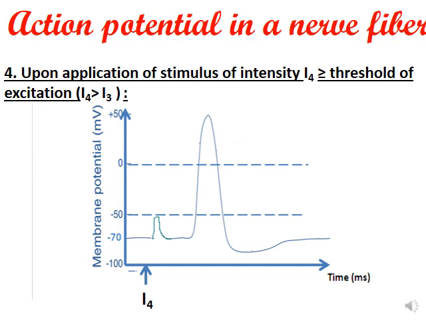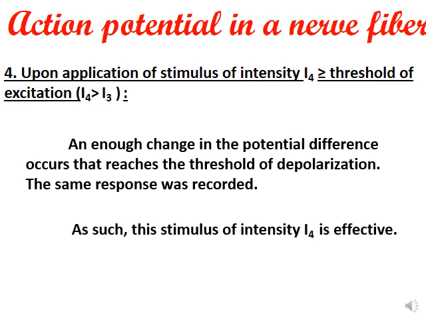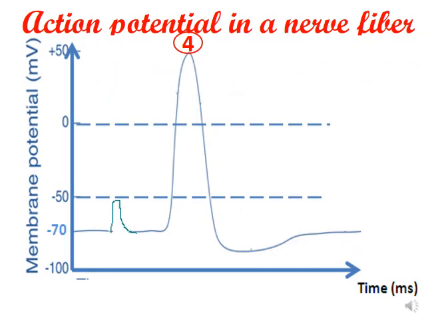Upon application of stimulus I4, I4 is greater than I3. Also, it's greater than or equal to the threshold of depolarization, and we have an action potential. This action potential has the same amplitude. So here, a change in the potential difference occurred that reaches the threshold of depolarization. The same response was recorded. So the stimulus intensity I4 is said to be effective.